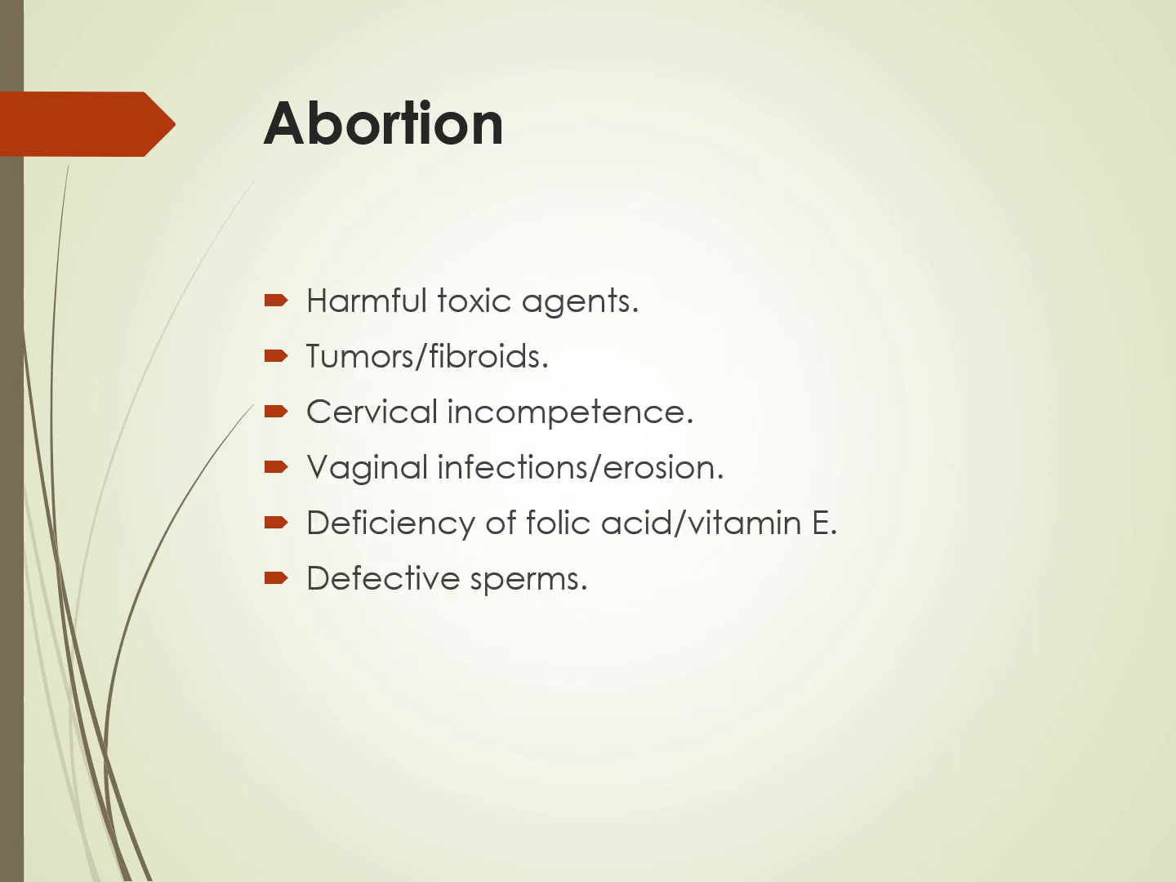Now, the other reasons for abortion can be some toxic agents entering into the mother's body, or it can be tumors or fibroids which are growing in the uterus along with the baby. So there is less space available for the baby to grow because the tumor is growing fast, the fibroid is growing fast. The baby cannot grow properly, leading to abortions. Or the cervix is not strong enough to hold the pregnancy, to hold the weight of the baby. So the cervix opens up prematurely, leading to abortions.